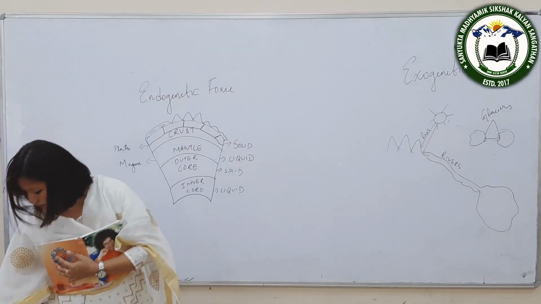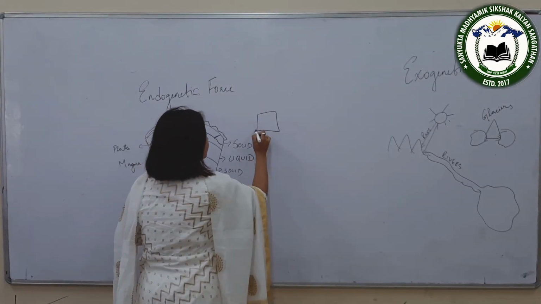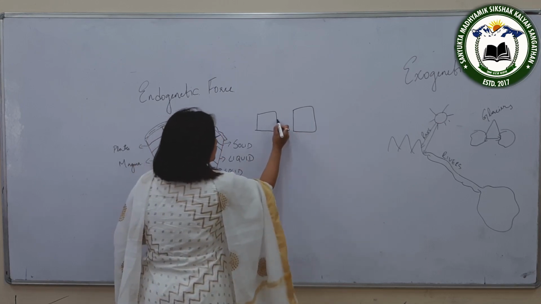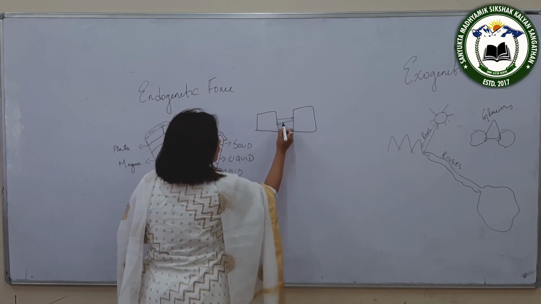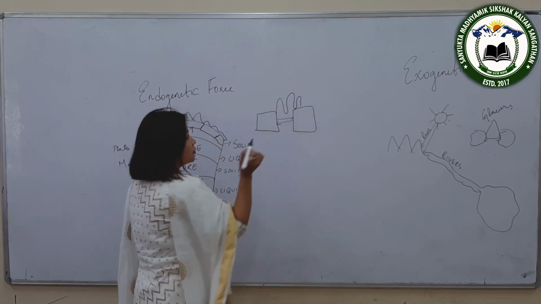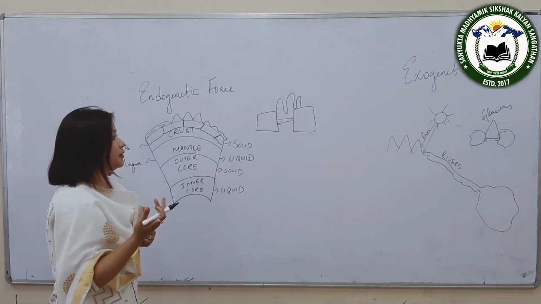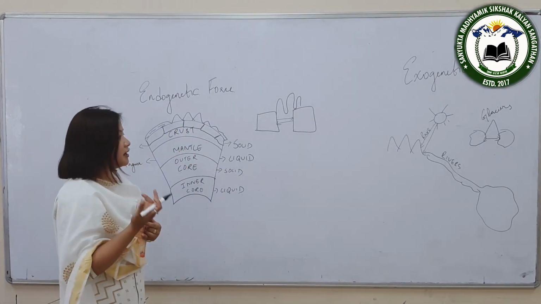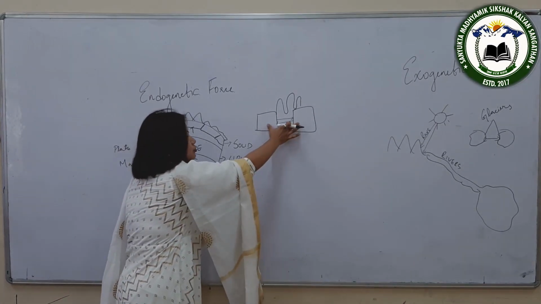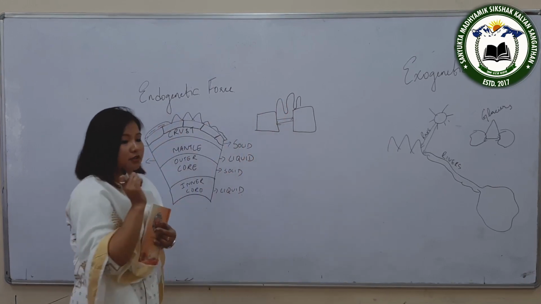For example, suppose these are the two rock blocks. If they move towards each other, what happens? There is the creation of fold. So the folded structures are being created. For example, Himalayas. Himalayas are the young fold mountains. This way the movement of two rock blocks towards each other creates the folded structure.